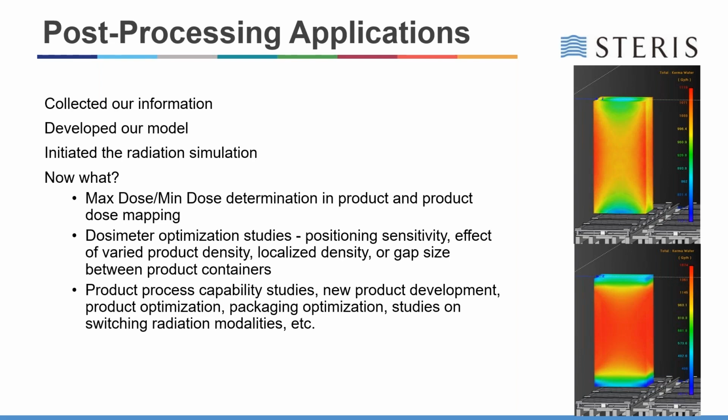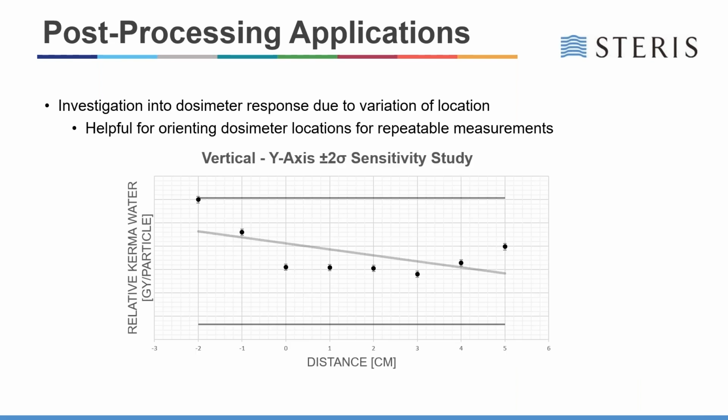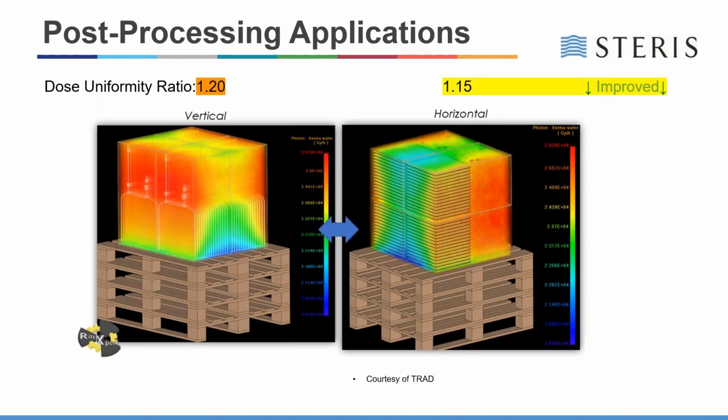as more of these other post-processing applications are built out. Now, finally, we have an example here about the studies on switching radiation modalities. And being able to perform these studies is also very beneficial towards the evolving radiation processing field. We're going to cycle through the slides we just viewed and see our final example, which is about the optimization within uniformity for a specific product.